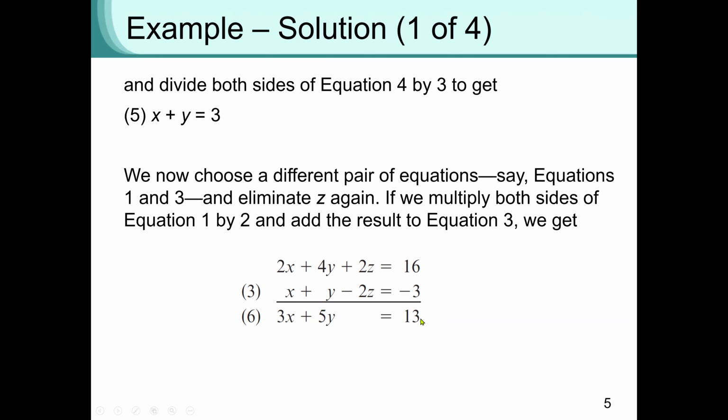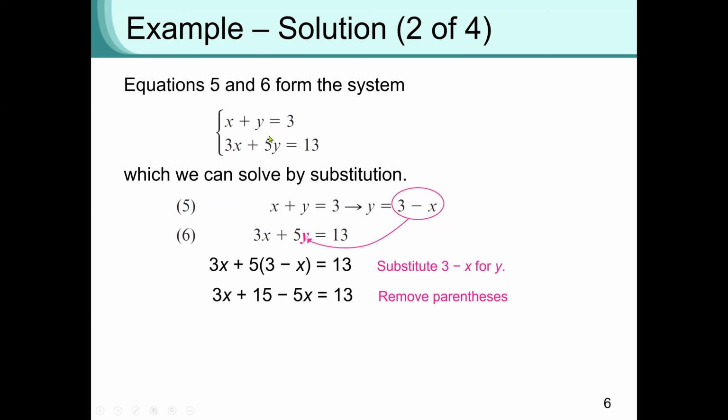Now we can see we have 2 new equations with only x and y variables. So now we are going to combine x plus y equal to 3 and 3x plus 5y equal to 13. Then we can solve for both variables, which is x and y. So here it's up to us. We can use substitution if we want to, or we can use the elimination again.